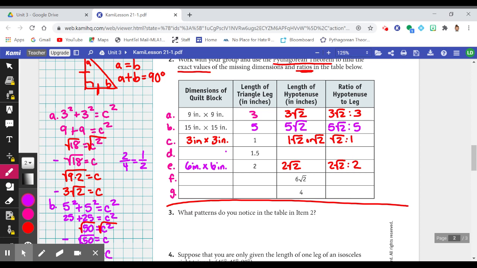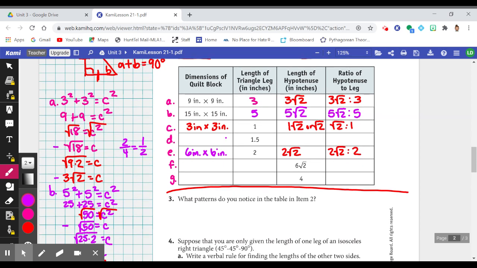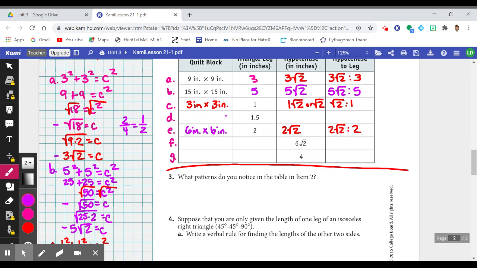In the first one, we saw that the length of the leg was 3. To find the hypotenuse, we multiplied by the square root of 2. And we see that pattern again here. I would imagine most of us skipped the 1.5 because it was maybe a little bit more challenging with the decimal. But we see the pattern again. The length of the leg is 2. The length of the hypotenuse is 2 times the square root of 2. So with that pattern, let's see if we can go and figure out the rest of this table.